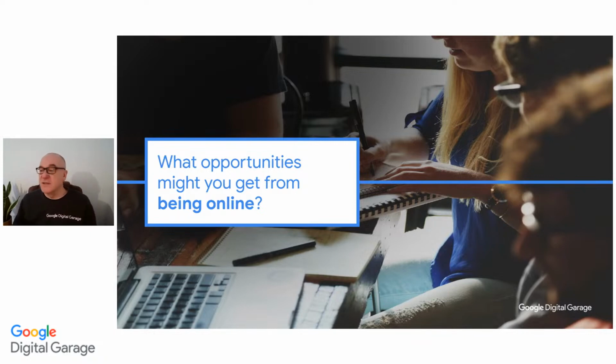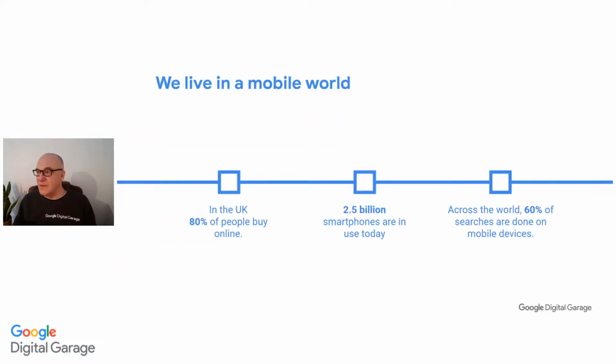Now, what's our device of choice? That's the mobile. We do live in a mobile world, and you can see some good statistics online. You know, mobile and smartphones is changing how we act and behave as humans. In the UK, 80% of people buy online, 80%. 2.5 billion smartphones are in use today. That's a lot of tech out there connecting and hooking into the internet to search for businesses potentially just like yours. And across the world, 60% of searches are done on mobile devices. So that's telling you that mobile devices are more popular than your desktop, your laptop, or your tablet.